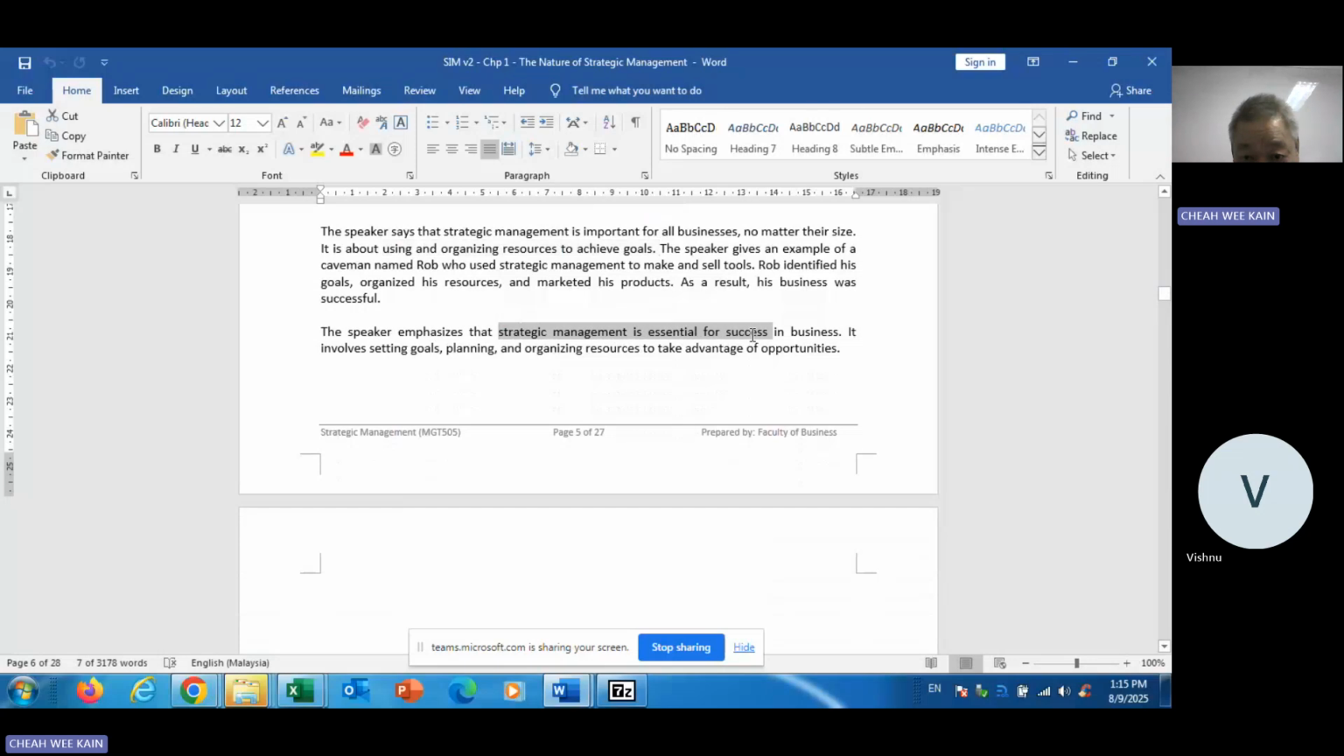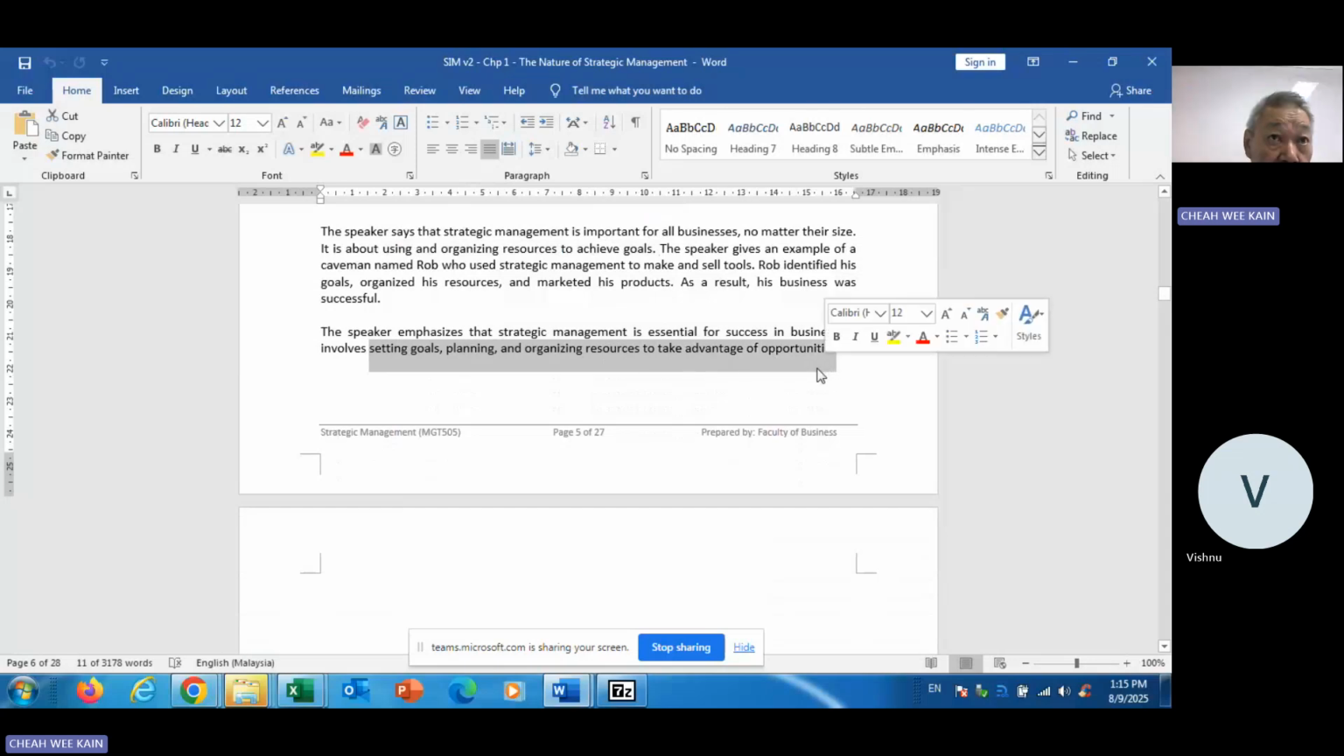So strategic management is essential for success in business. Can you see the word essential? It's like a steering wheel in your car. It's important. Okay. It involves setting goals, planning how to do it, organizing your resources so that you can do it, and taking advantage of opportunities.